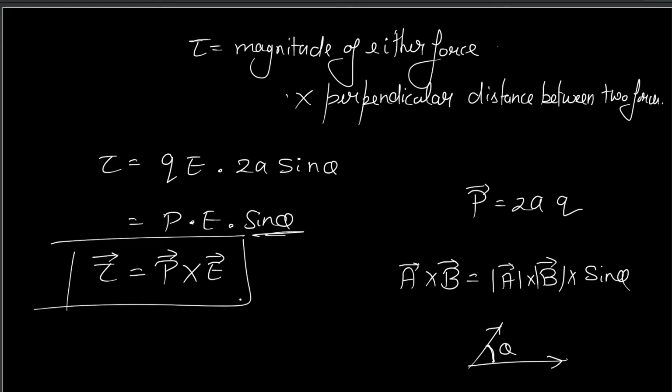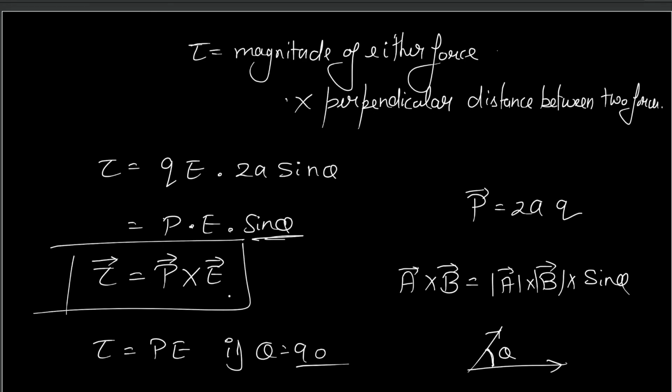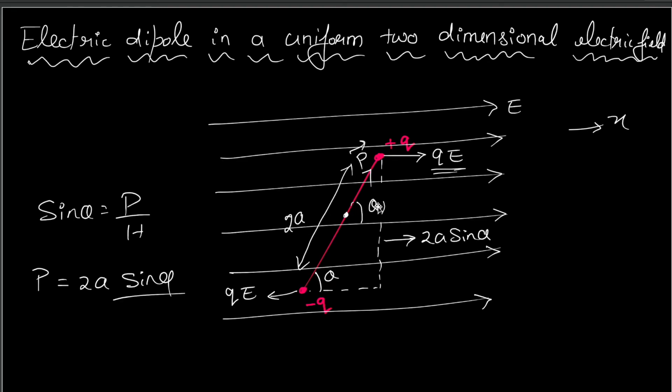And then the torque becomes p cross E, remember it. You can also take some special cases. When theta becomes 90 degrees, then the sine theta becomes 1, and we get the torque as pE. Simply torque is equal to pE. And if theta is 0, then the torque is 0. You can also see this from the following.